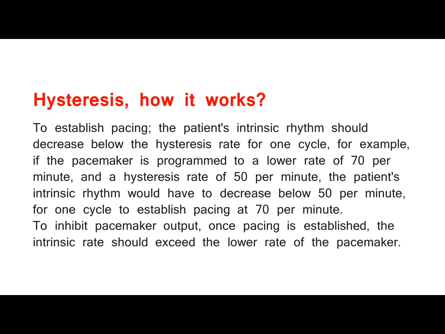Hysteresis, how it works. To establish pacing, the patient's intrinsic rhythm should decrease below the hysteresis rate for one cycle. For example, if the pacemaker is programmed to a lower rate of 70 per minute, and a hysteresis rate of 50 per minute, the patient's intrinsic rhythm would have to decrease below 50 per minute for one cycle to establish pacing at 70 per minute. To inhibit pacemaker output, once pacing is established, the intrinsic rate should exceed the lower rate of the pacemaker.